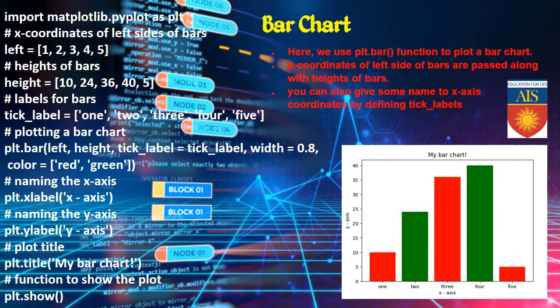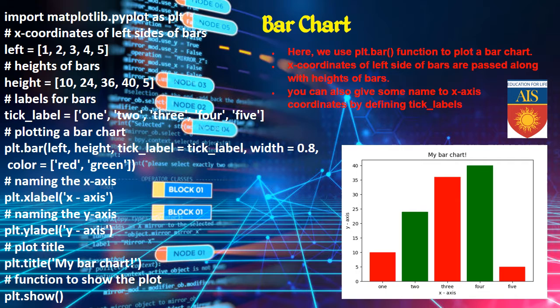Next one is the bar chart. If you want to create a bar chart, how will we do that? The first line is compulsory: import matplotlib.pyplot as plt. Now the x coordinates of the left side of the bars: left, 1 2 3 4 5. Next is the height of the bars: 10, 24, 36, 40 and 5. Next is the label for the bars: tick label, 1 2 3 4 5.